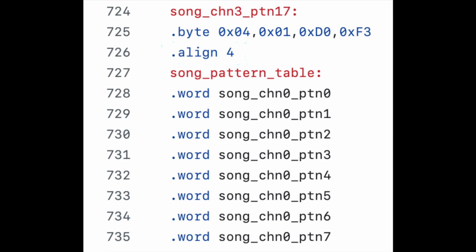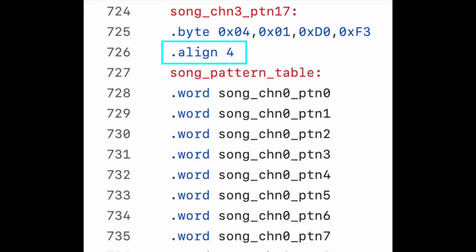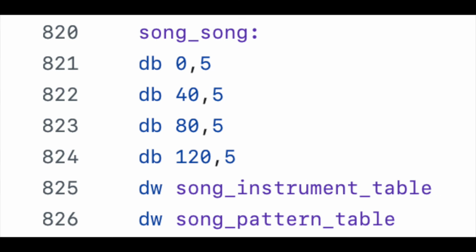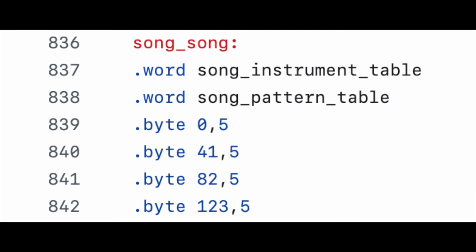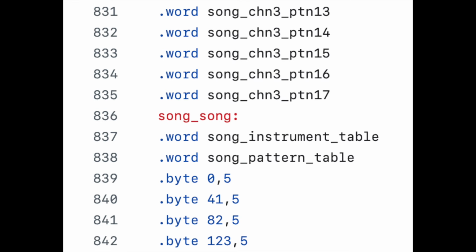On the GBA, in 32-bit ARM mode, pointers are 32-bit. We must ensure that the pattern pointer table is aligned on a 4-byte boundary. The assembler will insert padding before the table if needed. The song header follows immediately after the pattern pointer table. On the Game Boy, the song header looked like this. On the GBA, the song header looks like this. The pointers to the instrument table and pattern table are placed first. They are guaranteed to be 4-byte aligned because the preceding table of pattern pointers is already aligned.